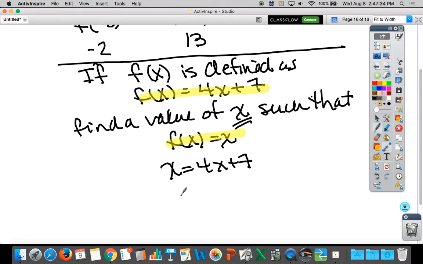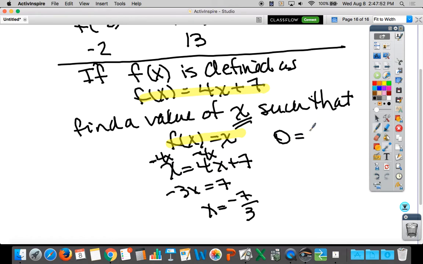Now, how would I go about solving this? Move all the x's to one side. It doesn't matter which way I move them. So my x is -7/3. I could have moved this x over here, but I would have had a 0, and then I could have moved the 7 over there. It's going to end up with the same thing.